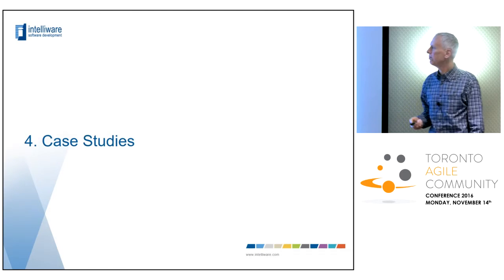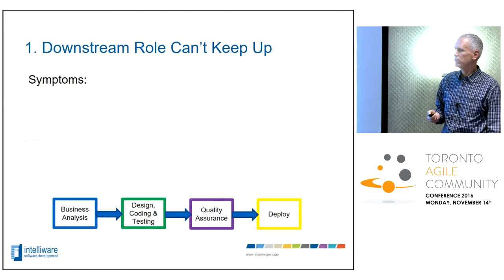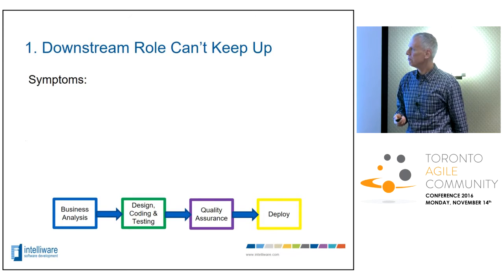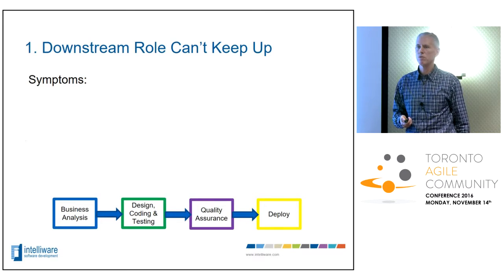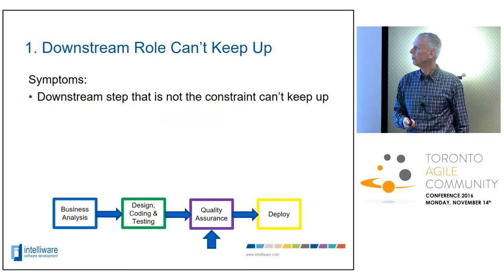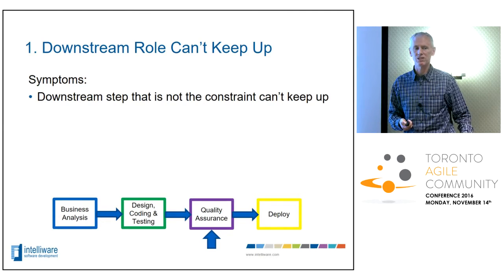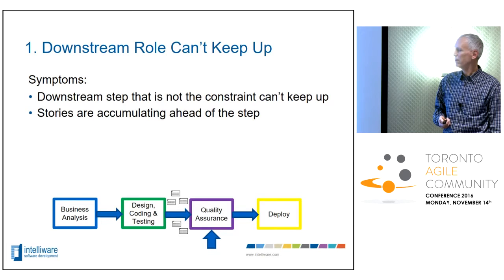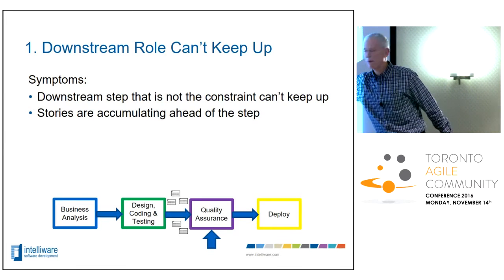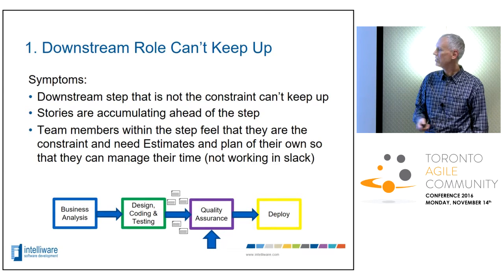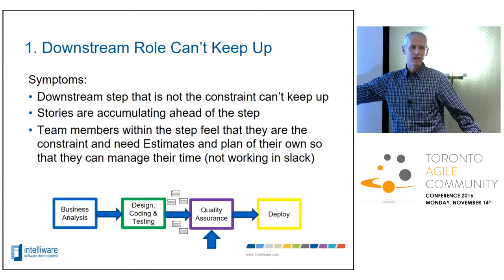So a few simple case studies. These are somewhat generic, but they're based on some things that I've observed. This is the most common one. You've got a downstream role from your bottleneck that can't keep up. So that downstream step then feels like they're the constraint, even though it doesn't make sense that they be the constraint. They end up being the constraint all the time. So what you'll see happening is that you'll get stories piling up ahead of them. And team members feel like this is the case I just mentioned.